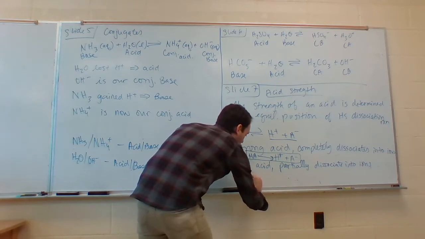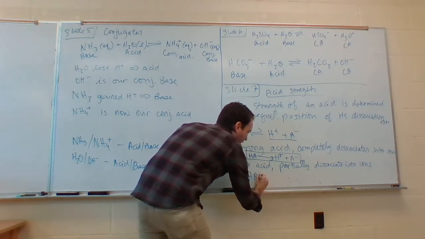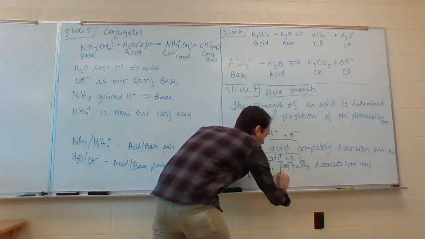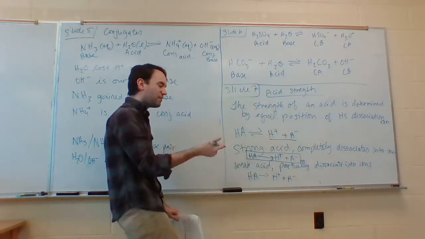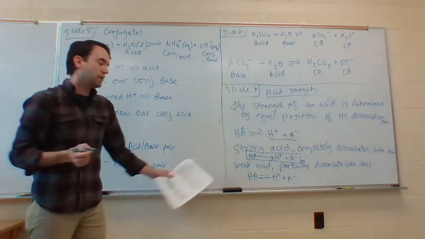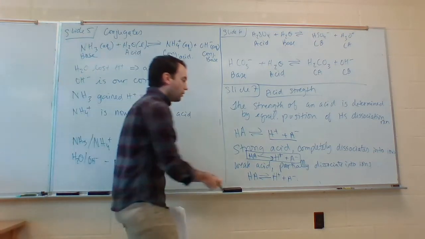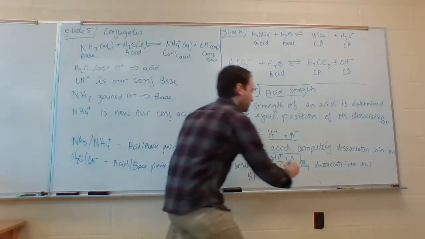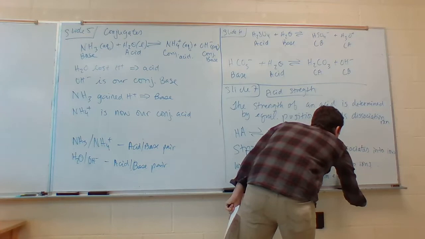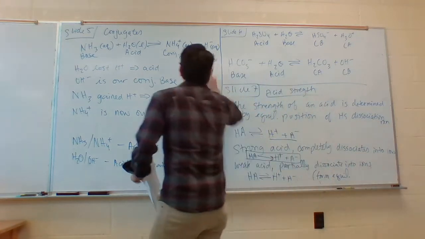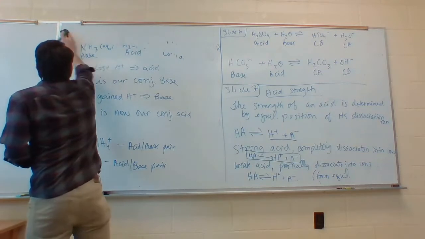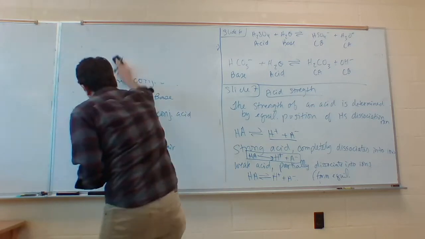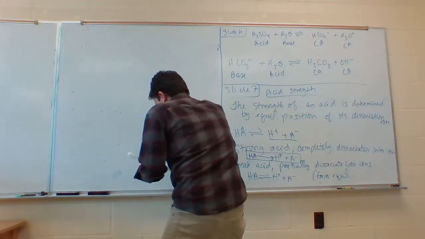For a weak acid, however, it only partially dissociates. That means that we have some that's dissociating, we have our H plus and our A minus, but some of that also ends up reforming to give us our HA. So strong acids completely dissociate, and weak acids form an equilibrium. So now you can begin to see why we discussed our equilibrium chapter before we started on acids and bases.